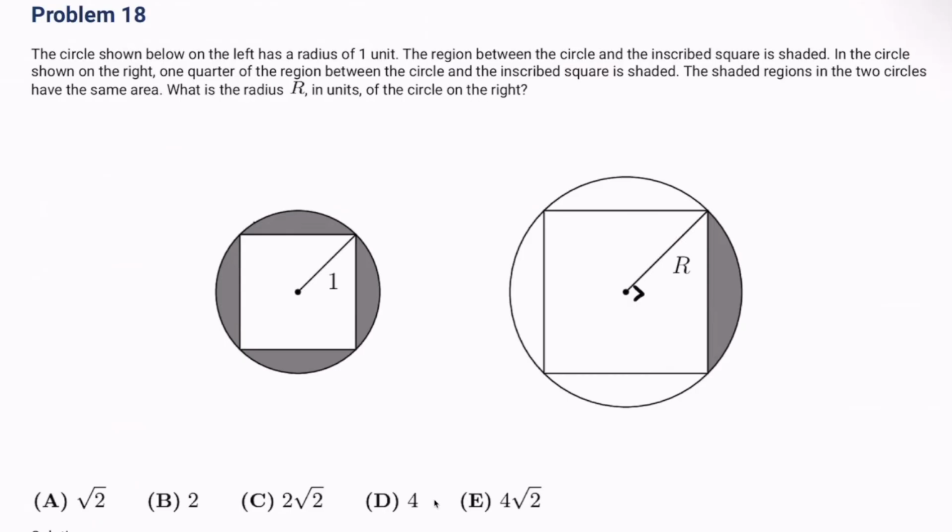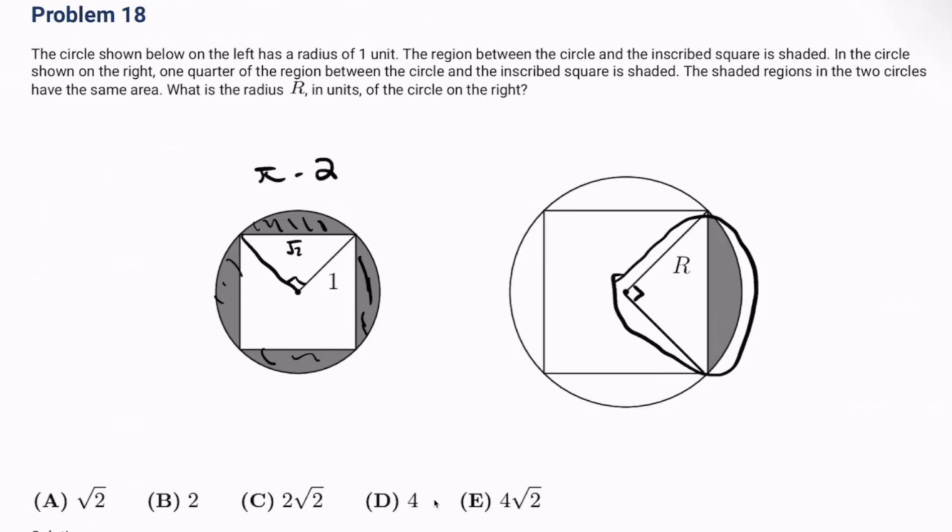Let's first find the area of this shaded region. Okay, so we know that the area of a circle with a radius of 1 is pi. And we know that the area of this square is going to be 2, because by the Pythagorean theorem, this length is root 2. And root 2 squared is 2. And so we now have to find an expression for this area. This area is just the area of the sector minus the area of the triangle.